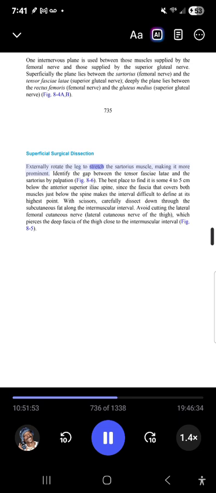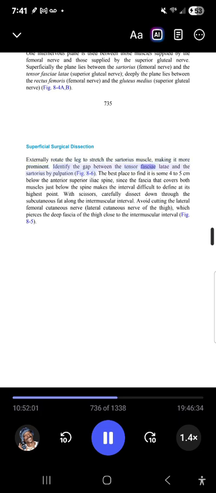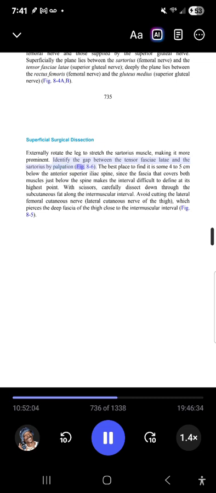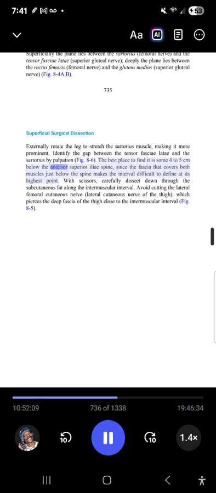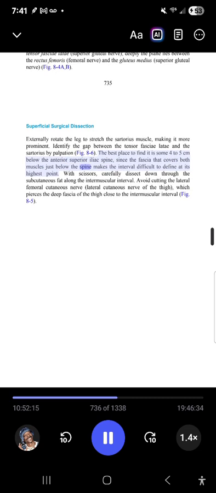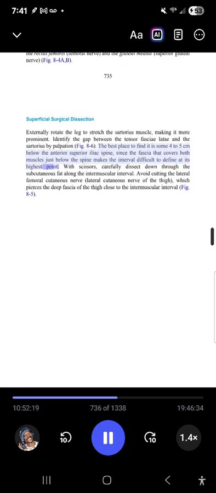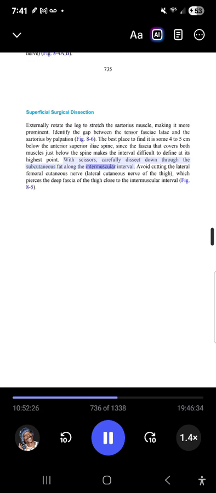Externally rotate the leg to stretch the sartorius muscle, making it more prominent. Identify the gap between the tensor fasciae latae and the sartorius by palpation. Figure 8-6. The best place to find it is some 4 to 5 centimeters below the anterior superior iliac spine, since the fascia that covers both muscles just below the spine makes the interval difficult to define at its highest point. With scissors, carefully dissect down through the subcutaneous fat along the intermuscular interval.